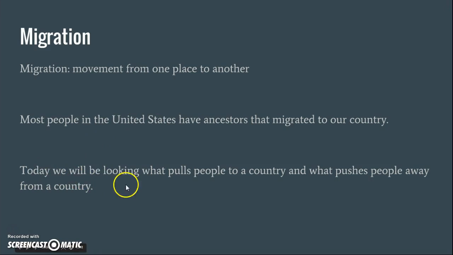In class today, you will be looking at what pulls people to a country and what pushes people away from a country. Again, today, our goal will be that we will be able to answer the question of what pulls people towards a country and what pushes people away from a place.